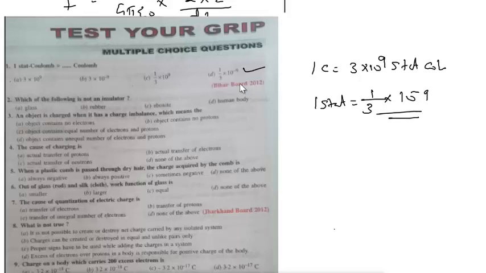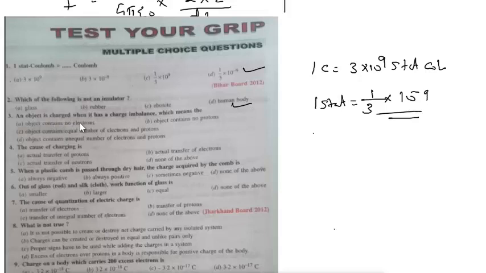Clear? Next: which of the following is not an insulator? Glass, rubber, ebonite, human body. Among these, the human body is a very good conductor. That one we know, right? It is not at all an insulator. So the answer is D, human body.